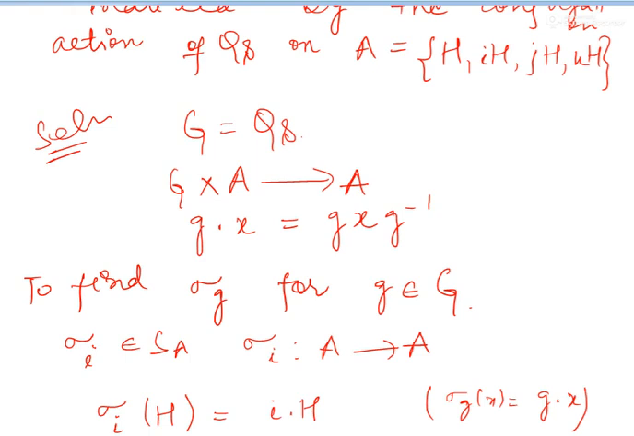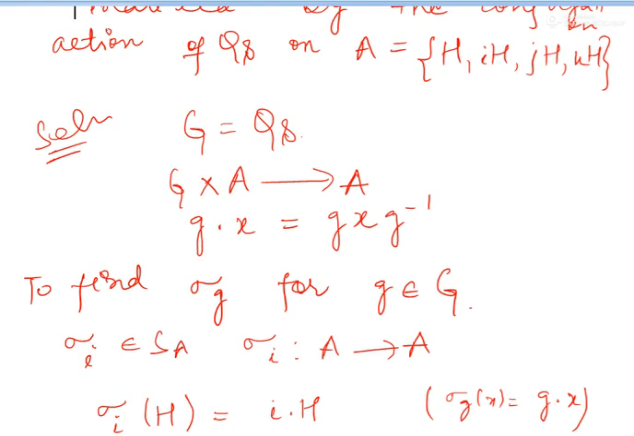G cross A to A, this is the conjugation action. G dot X is equal to GXG inverse. So in this case, G dot H will be GHG inverse, and G dot IH will be GIHG inverse. So we have to find the permutation representation of Q8 associated with this group action.